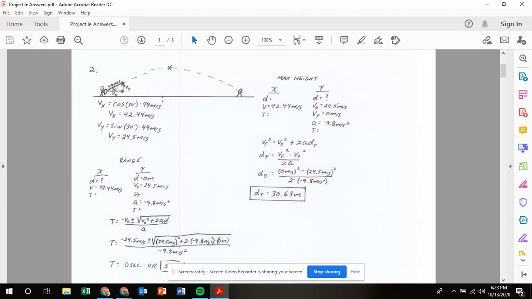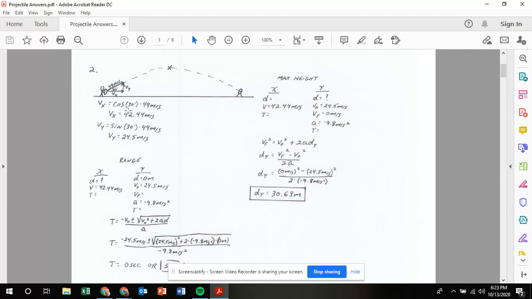First thing we need to do is find the initial velocity in the x and the y. Velocity in the x is the adjacent side, so we're going to use cosine of 30 to get that. And the y is the opposite side, so we'll be using sine. Right here, we found those velocities in the x and y initial.